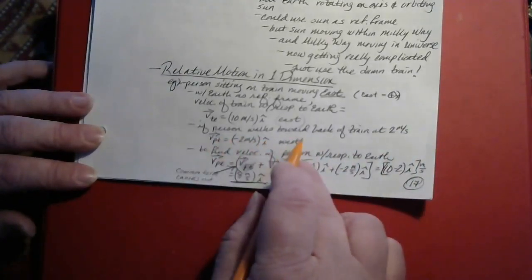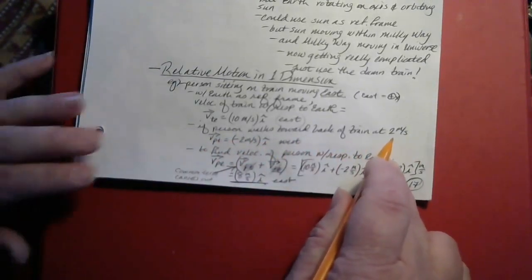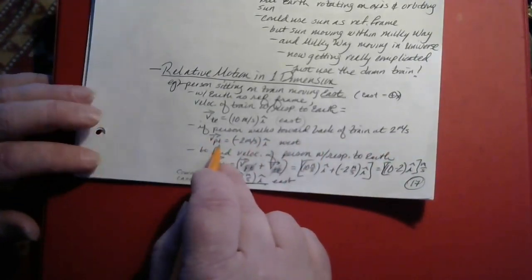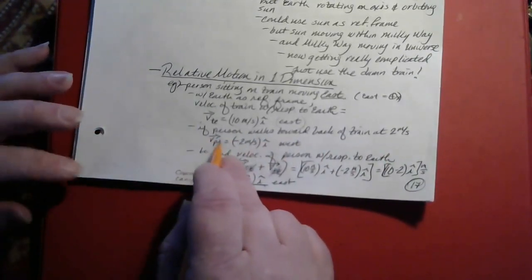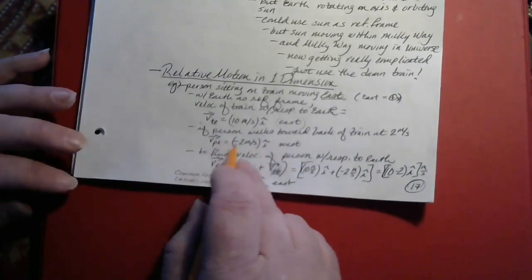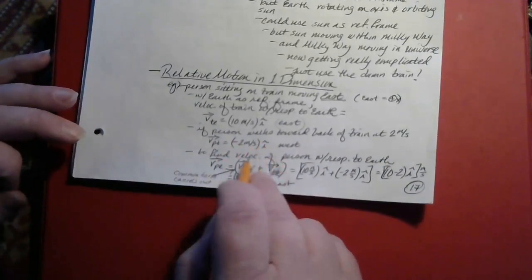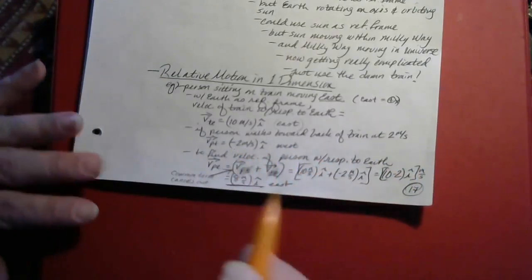If the person then gets up and walks toward the back of the train down the aisle at 2 meters per second, then the velocity of the person relative to the train, which we would represent as vector v with a subscript PT, person relative to train, would equal negative 2 meters per second times unit vector i. The negative 2 is because you're moving to the west relative to the train, and the west is the negative x direction.